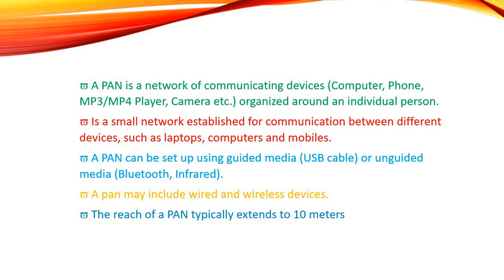First one, that is a PAN. It is a network of communicating devices such as your camera, computer, phones, MP3 players, which is organized around an individual. It is a small network established communication between different devices such as your laptop, mobiles, computer, tabs, anything you can check over here. PAN can be set up using the guided media, that is a USB cable, or unguided media, that is a Bluetooth, infrared, etc.